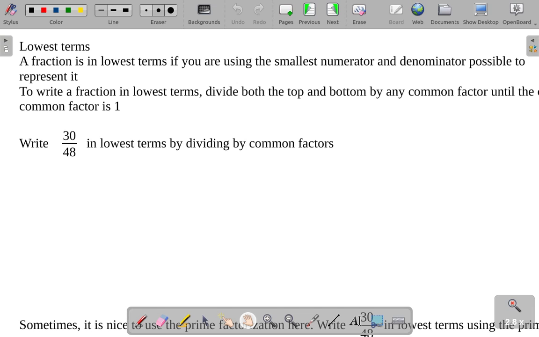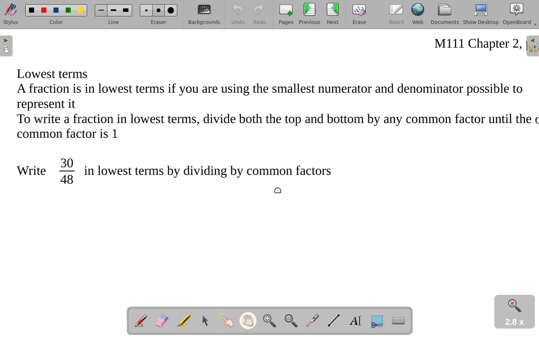So I said before when I was talking about equivalent fractions, if you can multiply both the top and the bottom by something, it stands to reason you should be able to divide both the top and the bottom of a fraction by something. Now, there is a point at which you can't find anything else to divide the top and the bottom of that fraction by. We call this fraction in lowest terms.